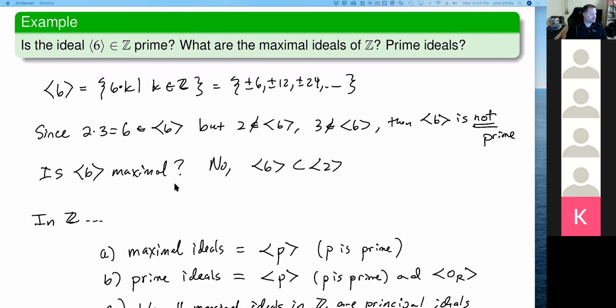We talked about whether or not the principal ideal 6 was maximal, and we said no, because clearly the set of all multiples of 6 in the integers is a subset of all multiples of 2. So to be a maximal ideal, you can't be a subset of any other ideal except the entire ring itself. So this is not a maximal ideal.